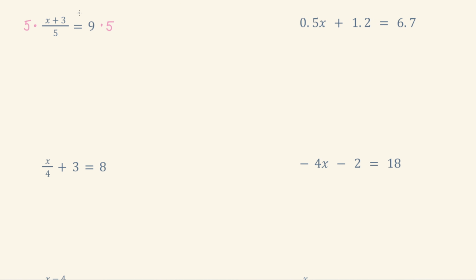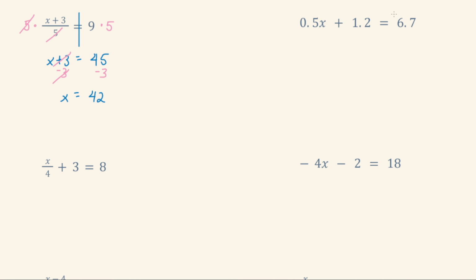Let me draw a little line as well. Okay, so this 5 and this 5 are going to cancel out. All I'm left with is my numerator, which is x plus 3, and that's equal to 9 times 5, which is 45. Now we have to undo this plus 3, so the opposite of plus 3 is minus 3. We also have the minus 3 on this side, so that these two go away. I'm left with x is equal to 42.